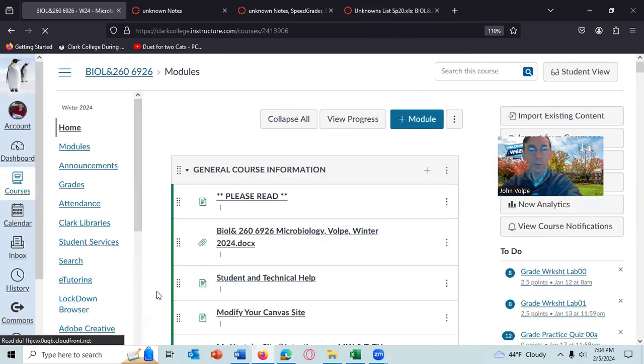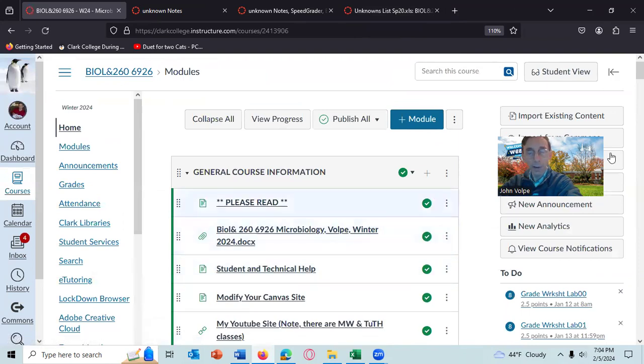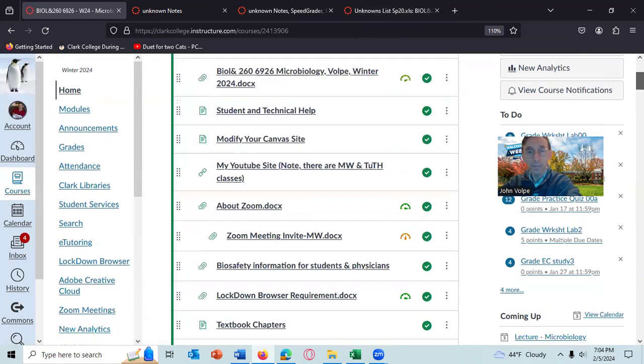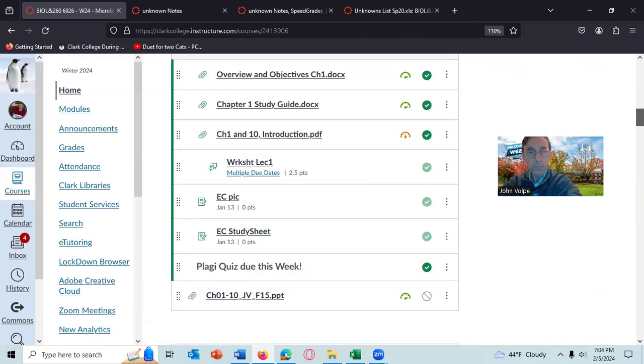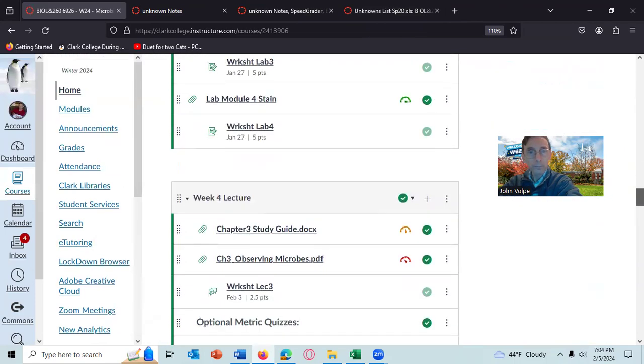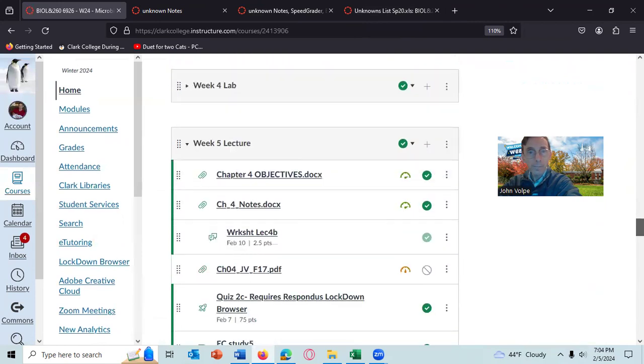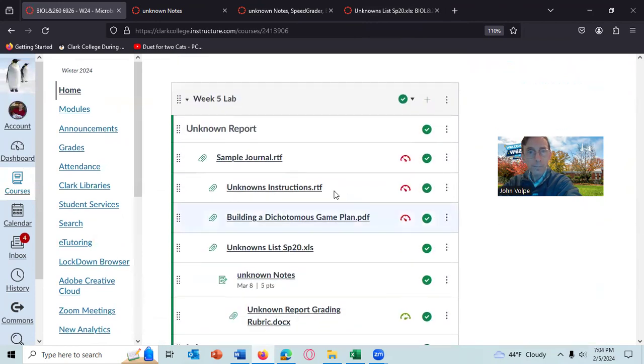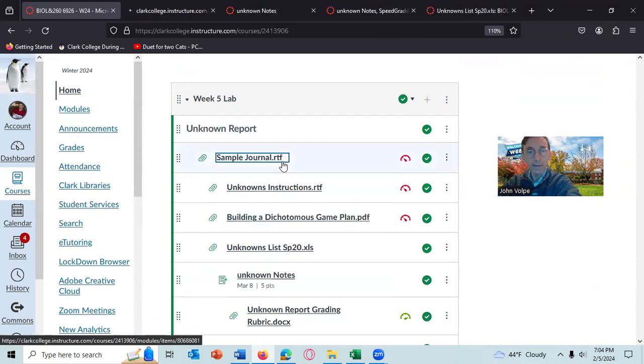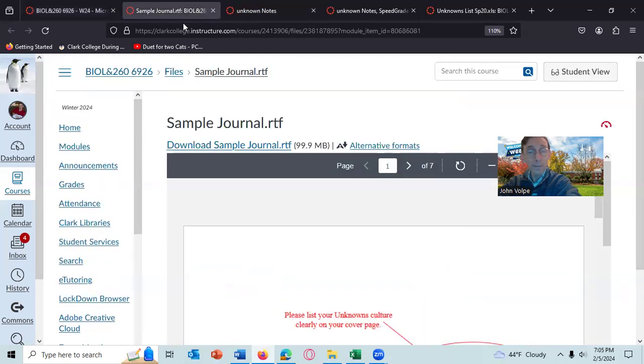The sample journal is what your project, your report will look something like. You'll need to make an unknown report as well as your unknown notes. You'll only initially be writing in your unknown notes page, but at the end of the project, you'll need to write up the unknown report.